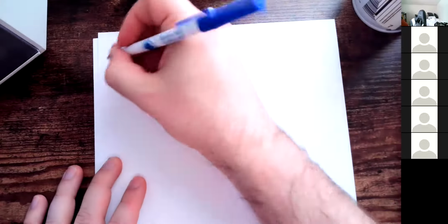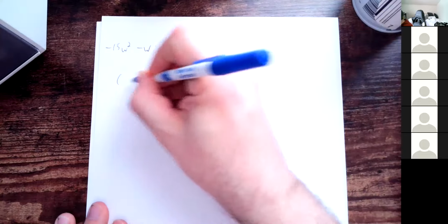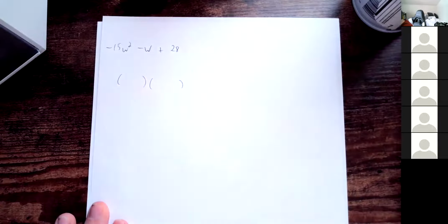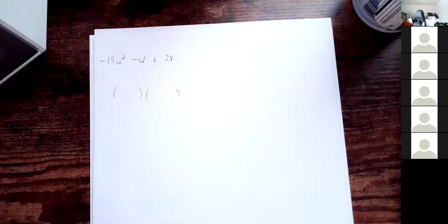For this one, let's do negative 15w squared minus w plus 28. So continuing the game, 2 numbers that multiply out to 28 and 2 numbers that multiply to negative 15. So the numbers that multiply to 28 would go here. Numbers that multiply to negative 15 go there. So make your initial choices, try a few options, and we'll meet back up in a minute and discuss.